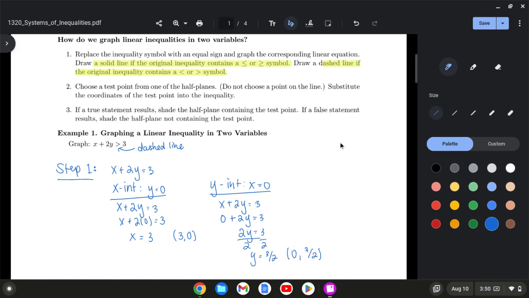All right, so let's go ahead and graph this. So 3, 0 is a point, and then 0, 3/2. So 3/2 is 1 and 1/2, so I'm going to put this right in between 1 and 2. Remember, we said it was a dashed line, so draw that.